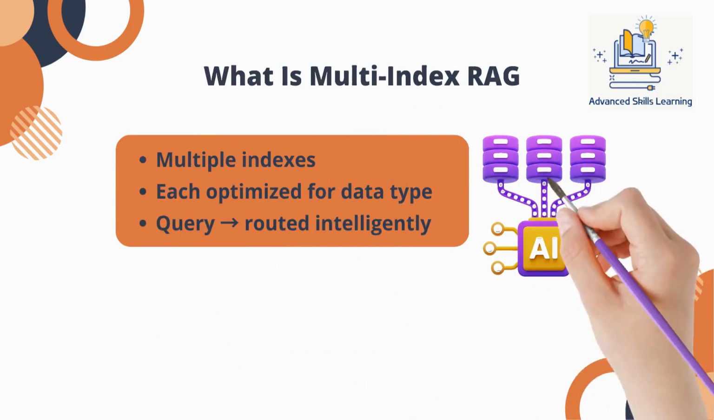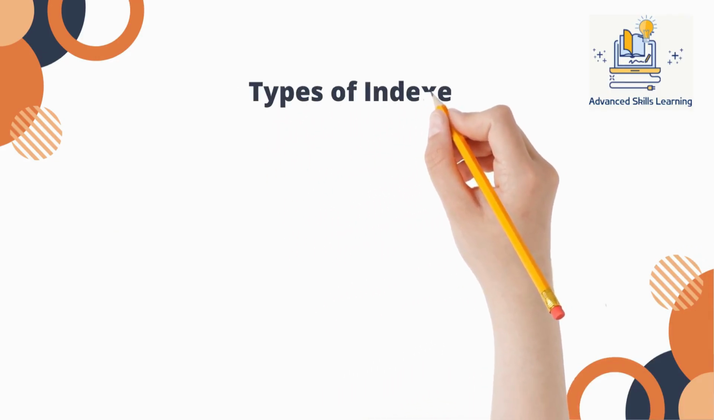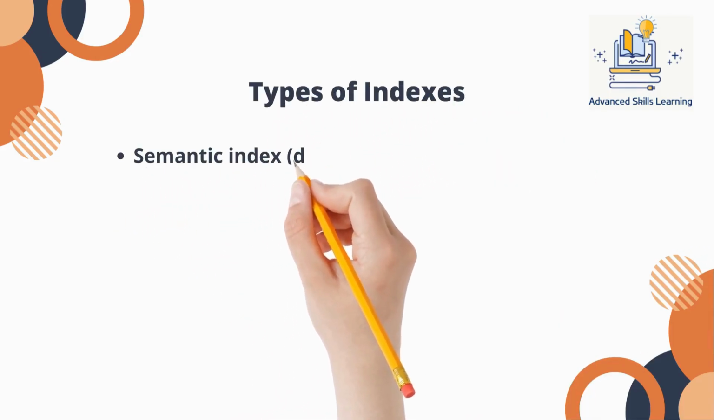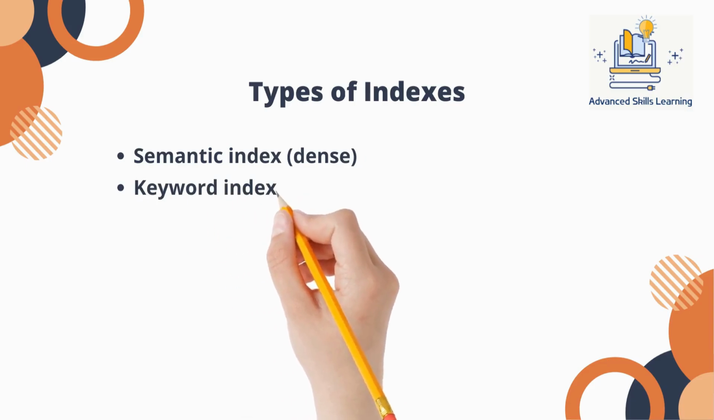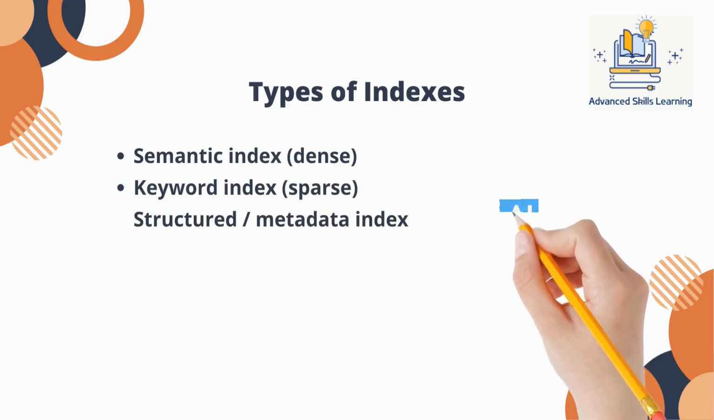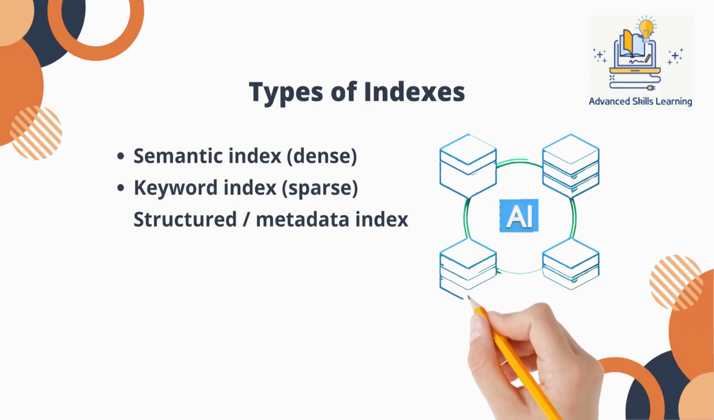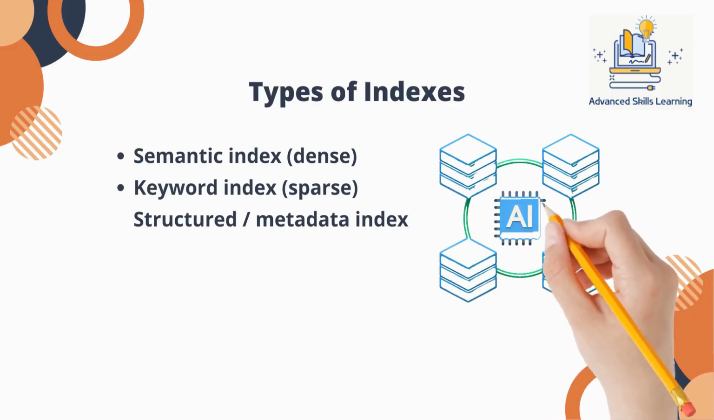In practice, different types of indexes serve different roles. A dense semantic index captures meaning and is useful for conceptual queries. A keyword or sparse index is better for exact matches like error codes or identifiers. A structured or metadata index helps filter based on attributes like time, category, or source, giving you precise control over retrieval behavior.